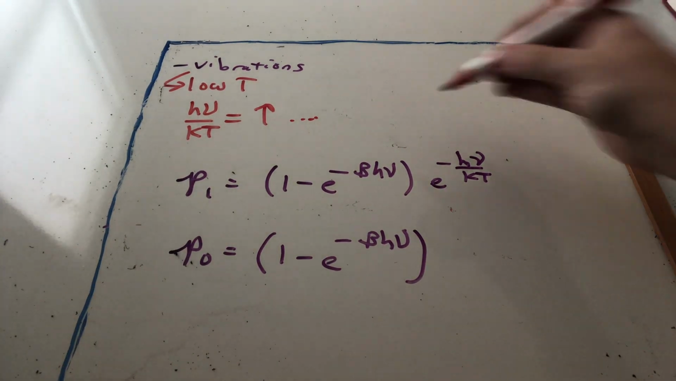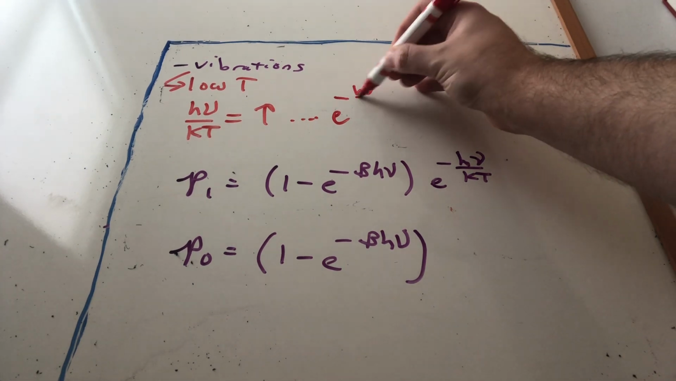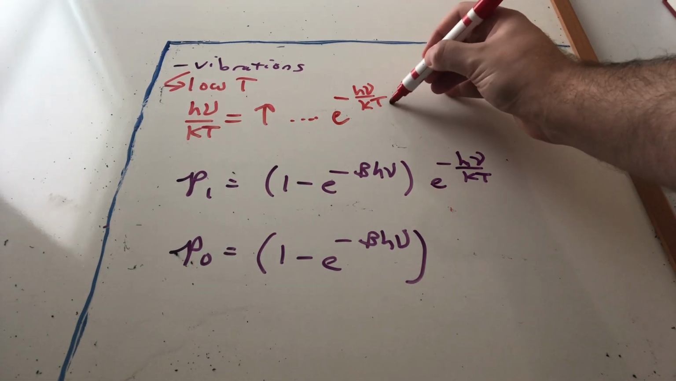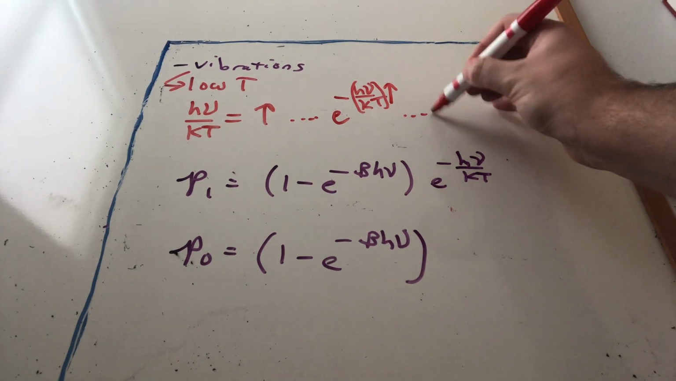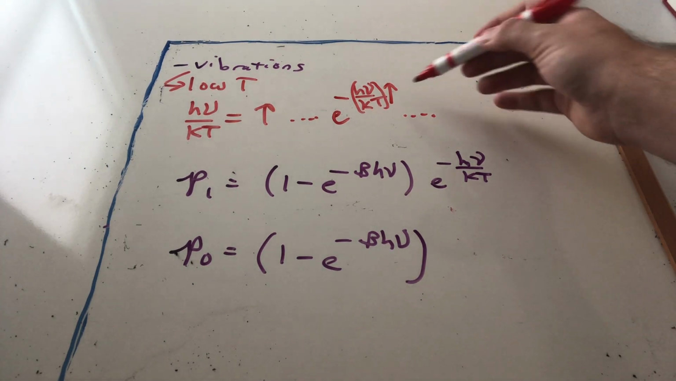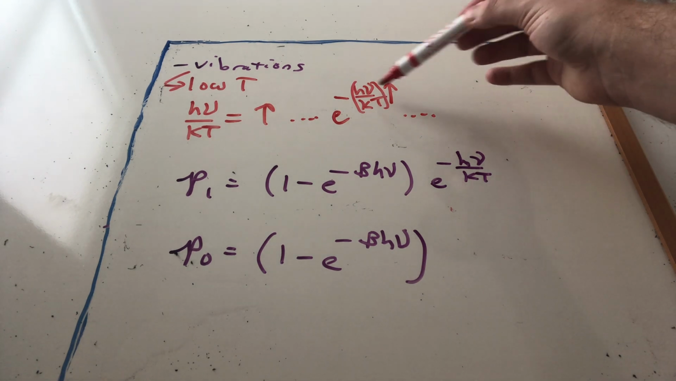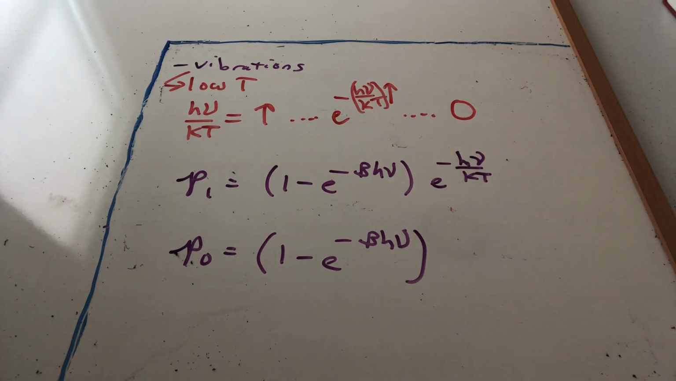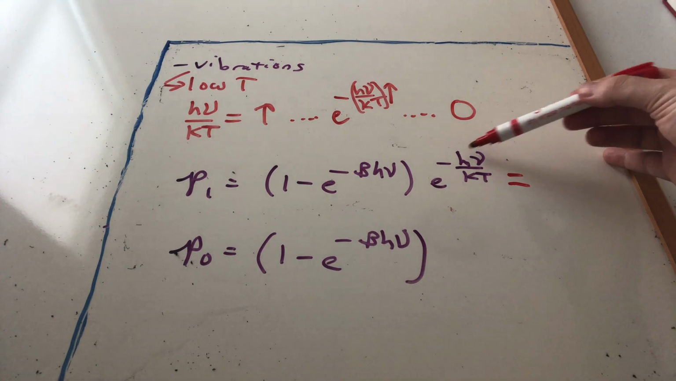Now e has this h nu over kT as a negative exponent. So if this whole entire thing gets big and it's a decay, based off of arguments we made before, what it looks like here is, well, this is big, it's a decay, so this is going to 0. And then in this low T limit, we're going to get a 0 on the outside here.